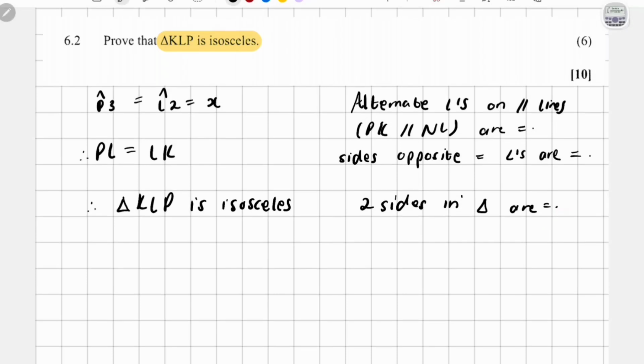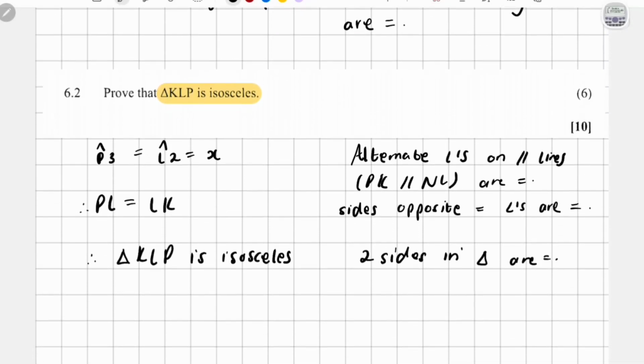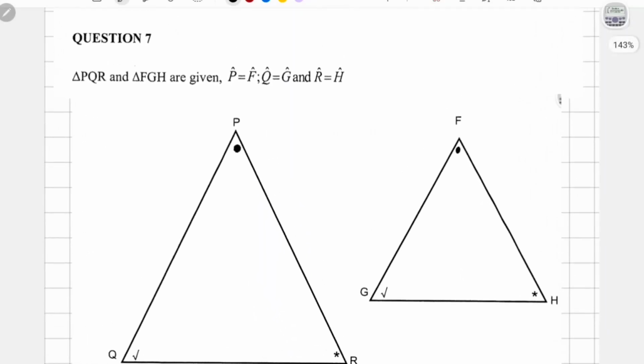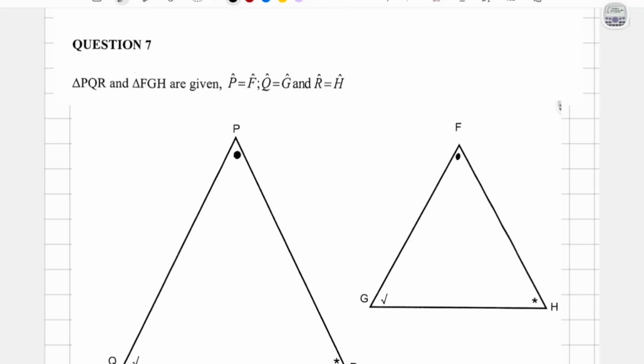Okay, and that is it for question 6. And question 6 is a total of 10 marks. And we move on to question 7. Okay, so now we're on question 7. And question 7 is a proof. And this is actually a proof that I have on my channel. But for the sake of this past paper, I will include it.